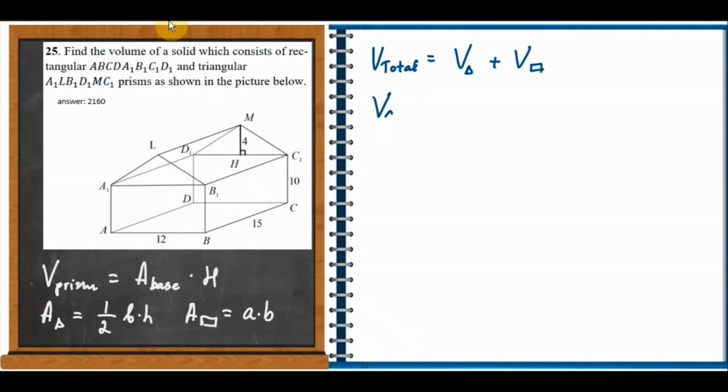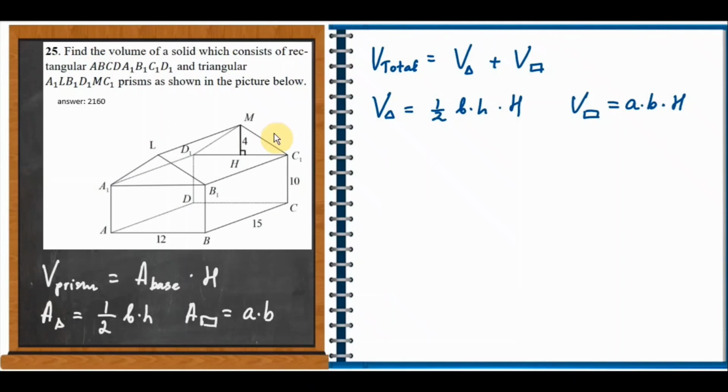Volume of the triangular prism is going to be area of triangle, 1/2 of base multiplied by height, multiplied by the height of the prism. Volume of the rectangular prism is just a multiplied by b and multiplied by height. Now it's easier to find the volume of the rectangular prism here. Let's find it.